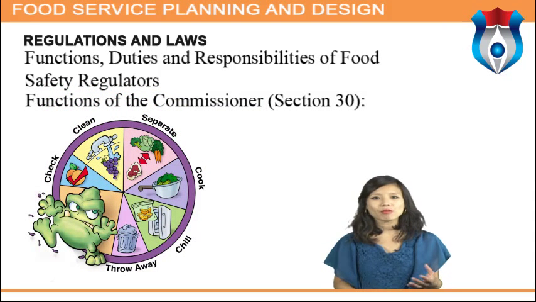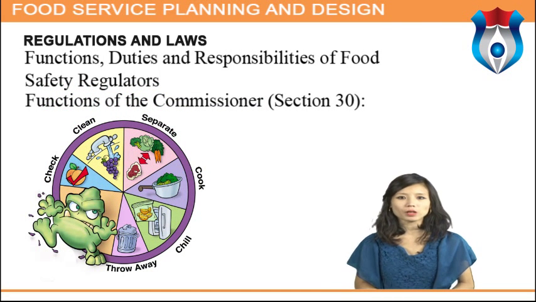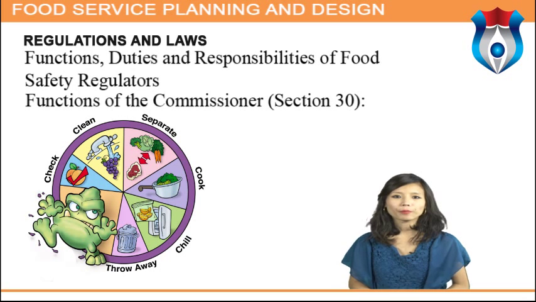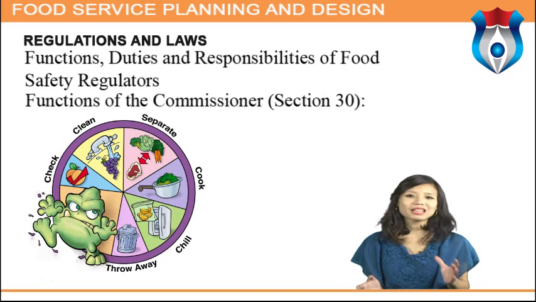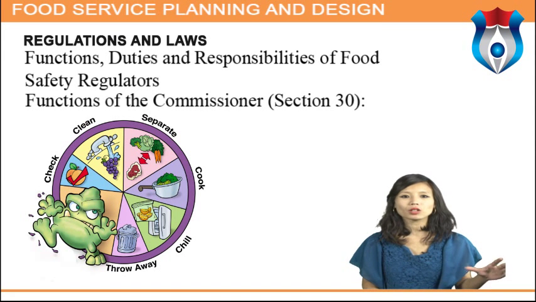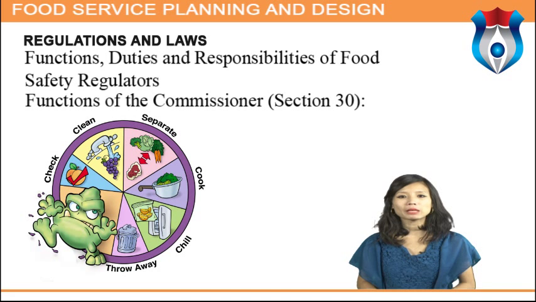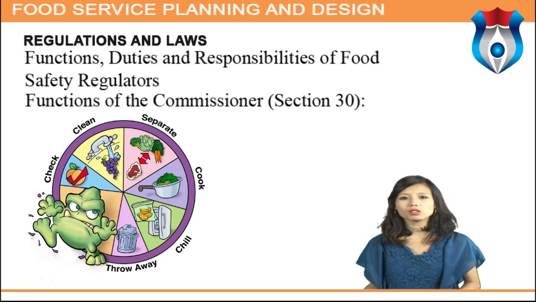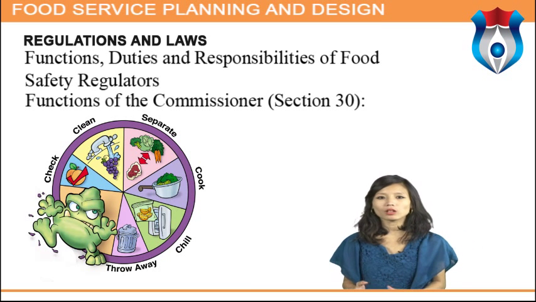Functions, duties and responsibilities of food safety regulators. Function of the commissioner, section 30. The commissioner of food safety shall not be below the rank of the commissioner and secretary to the state government. Prohibit in public health interest manufacture, storage, distribution or sale of any article of food in the whole of the state within a maximum time of 1 year.